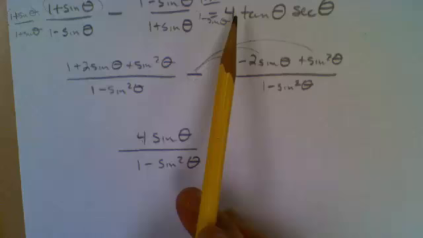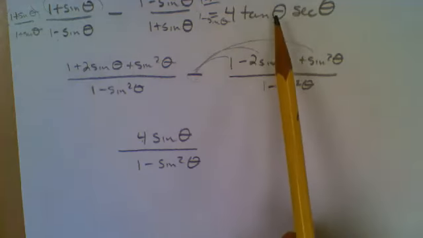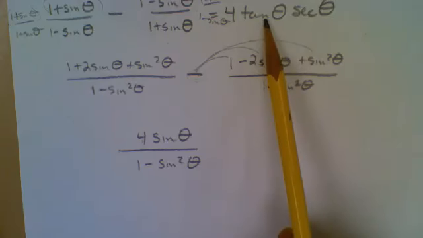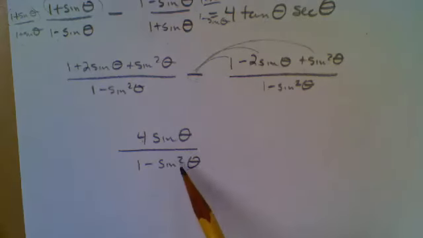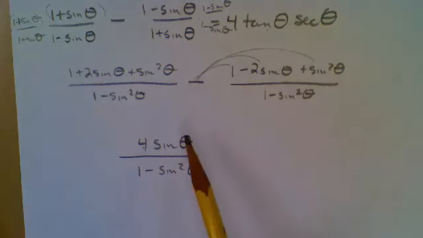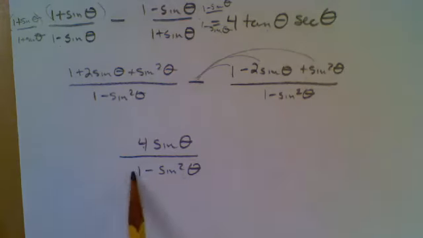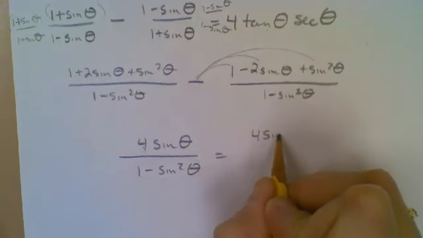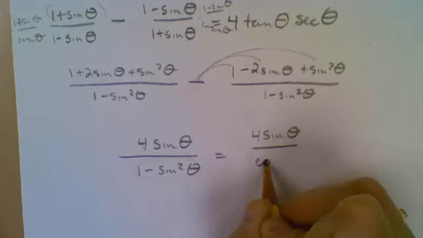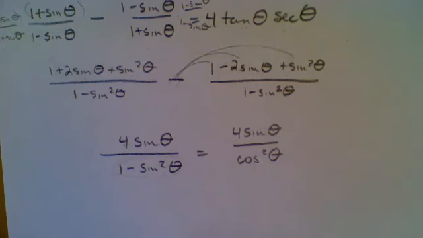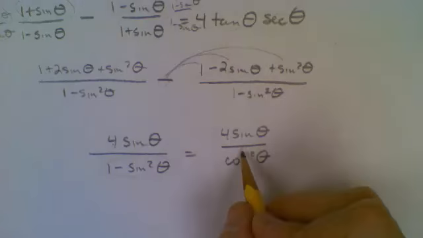I like that 4 because I'm trying to get to a 4. I'm trying to get to tangent times secant. Tangent is sine over cosine, so it'd be nice if I had a cosine on the bottom. Secant is 1 over the cosine, so it'd be nice if I had a second cosine on the bottom. And so when I look at that, I think, oh yeah, 1 minus sine squared is cosine squared, so I'll work across here. 1 minus sine squared is cosine squared, so I just replace that. That's a trig step.